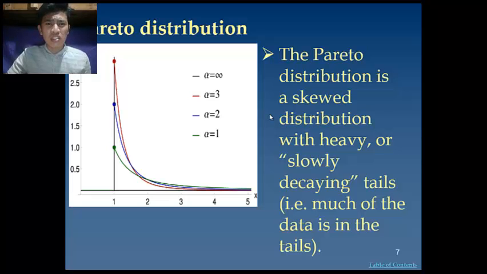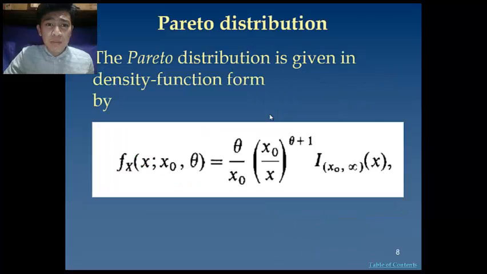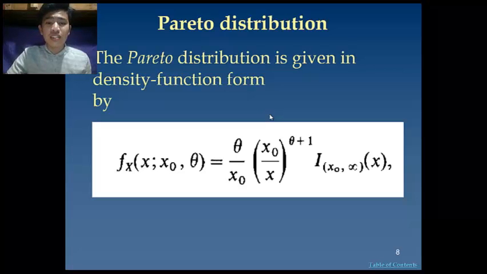So what is Pareto distribution? The Pareto distribution is given by the density function f of x with parameters x sub 0 and theta, equal to theta over x sub 0 times the quantity x sub 0 over x to the power of theta plus 1, evaluated from x sub 0 to infinity.